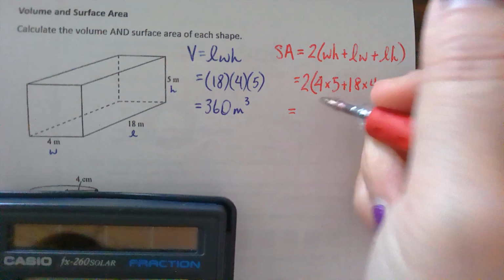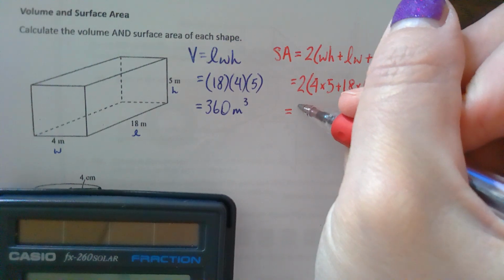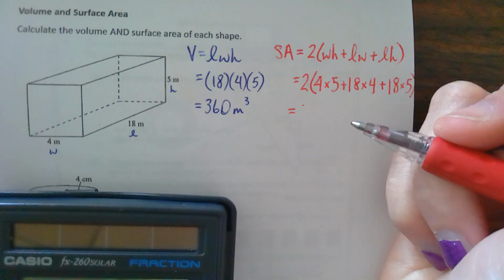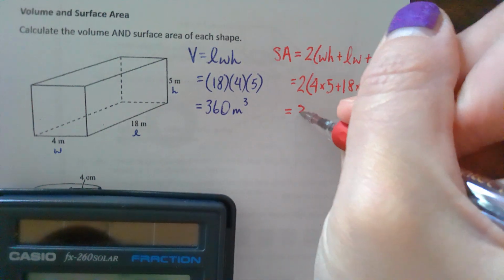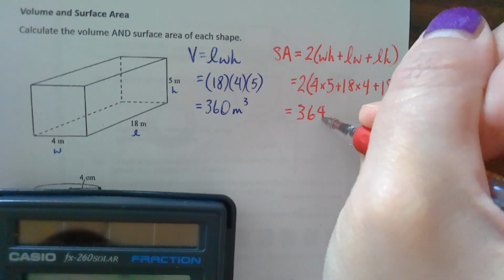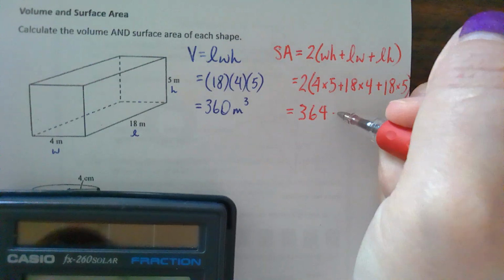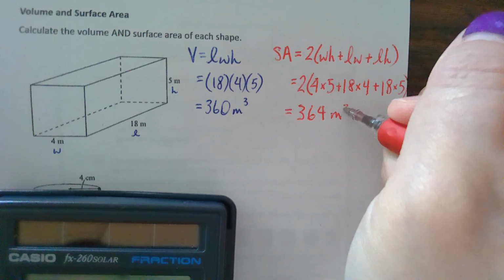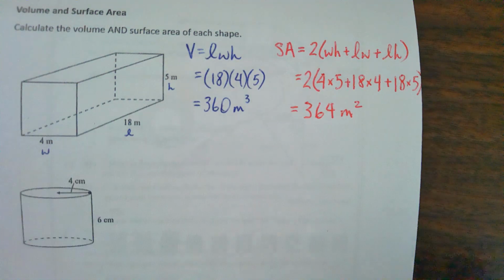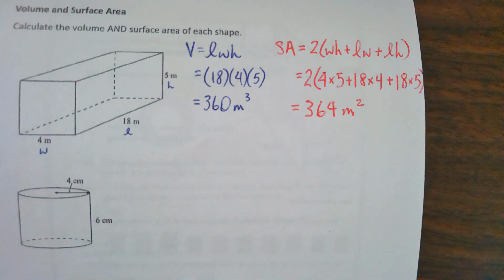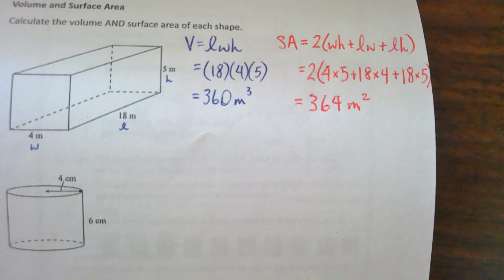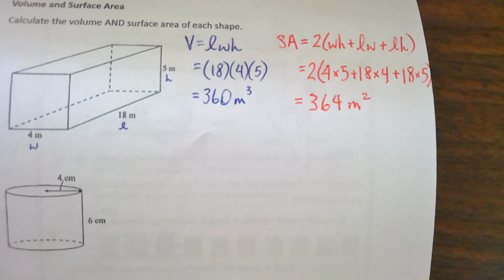Betsy, what did you get? Did you times it by 2? Oh, not yet. Okay, yeah. So times it by 2, don't forget. So you get 364. And what is my unit? Meter square. Right. Don't forget, if you have the wrong unit, it is half a mark off. Question?